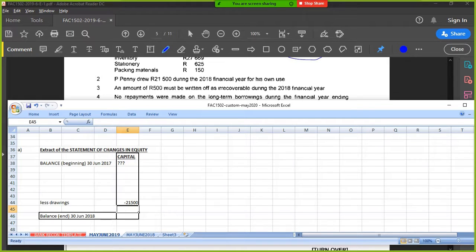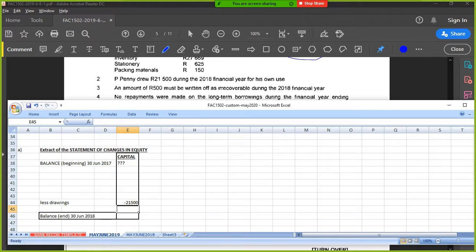Number 3. An amount of 500 must be written off as irrecoverable. What are we going to do with that? It's an expense, so you debit what? Credit losses. Good. Debit credit loss, credit what? Credit loss. I forgot now. Oh, bank. Sorry, bank. No, you're not paying someone. You can't credit bank. You're not paying anyone.